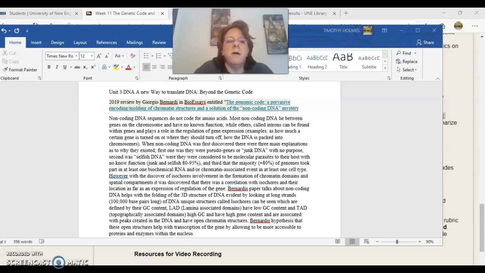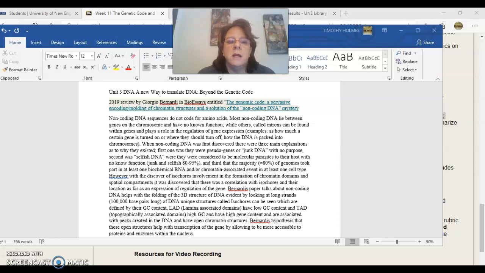Bernardi speaks about non-coding DNA sequences that do not code for an amino acid. Most non-coding DNA lie between genes on the chromosomes and have no known function, while others called introns can be found within genes and play a role in the regulation of gene expression. Examples of those gene expressions would be how much a certain gene is turned on, when it turns off, should it turn off, and how the DNA is packed into the chromosomes.